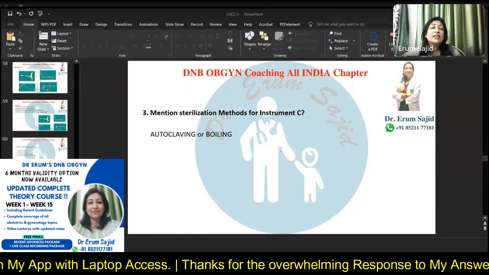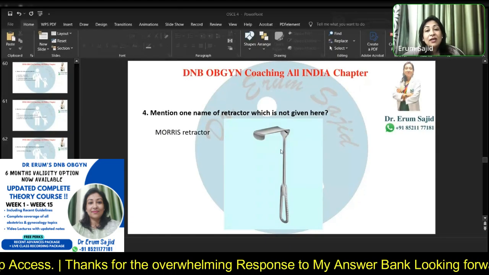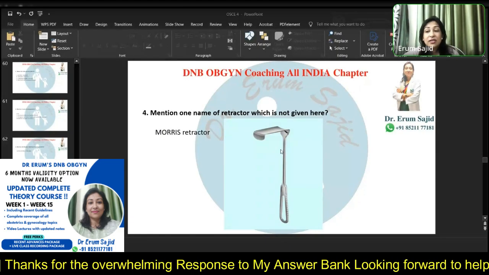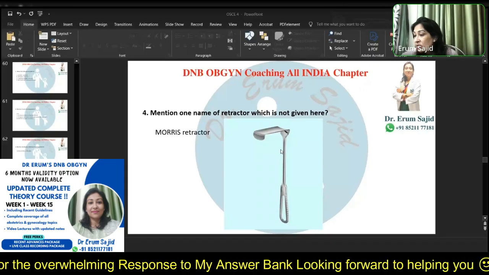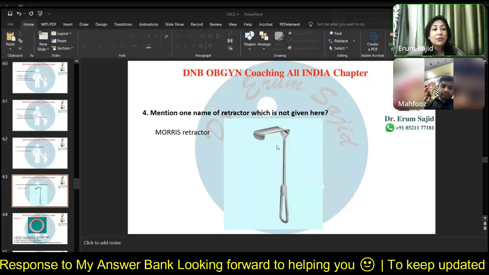Sterilization, everyone has written correct. Autoclaving, boiling, that's correct. Mention one more retractor which is not given there. Morris retractor. I think many of you have used Zerni's retractor. That's also fine with me. I don't mind. Morris retractor is the one which I have used over here.